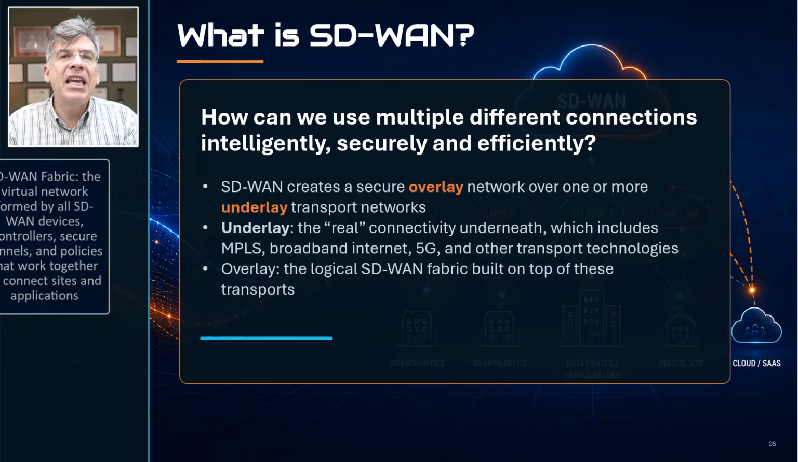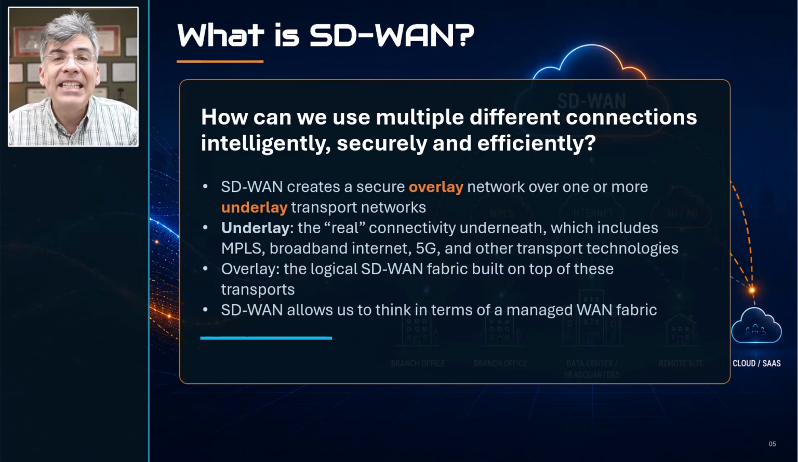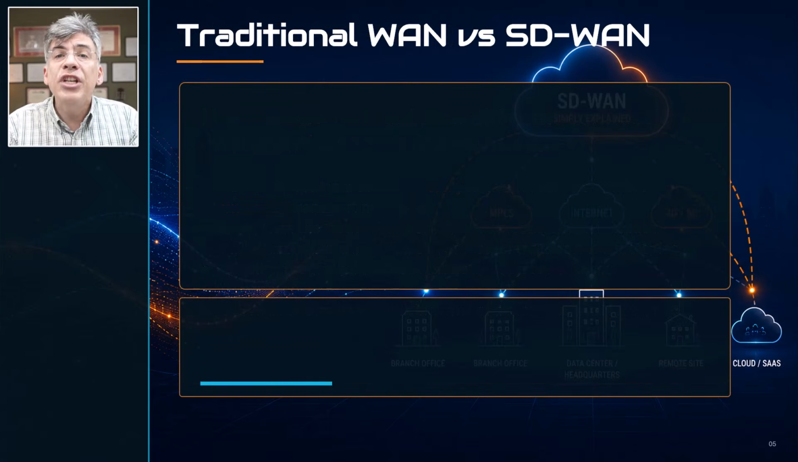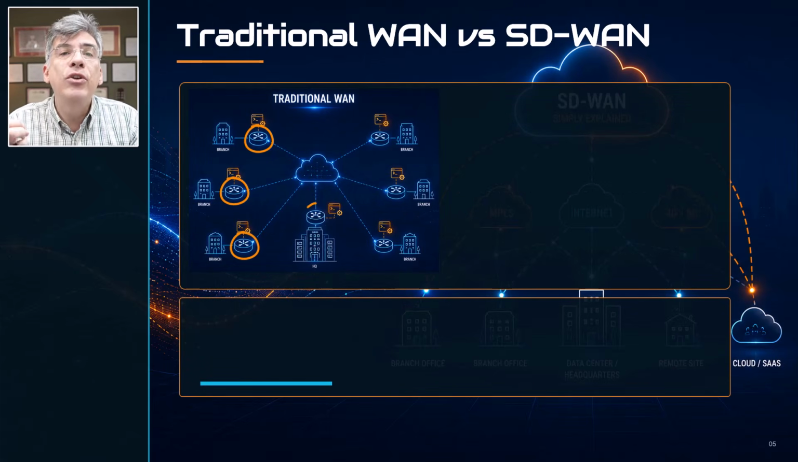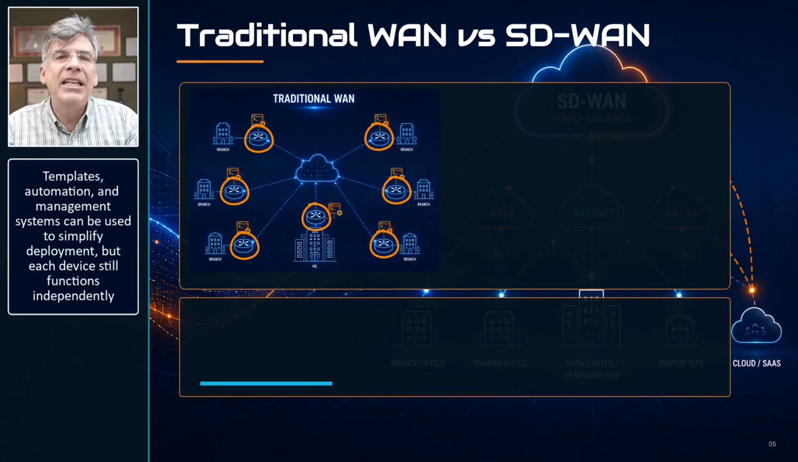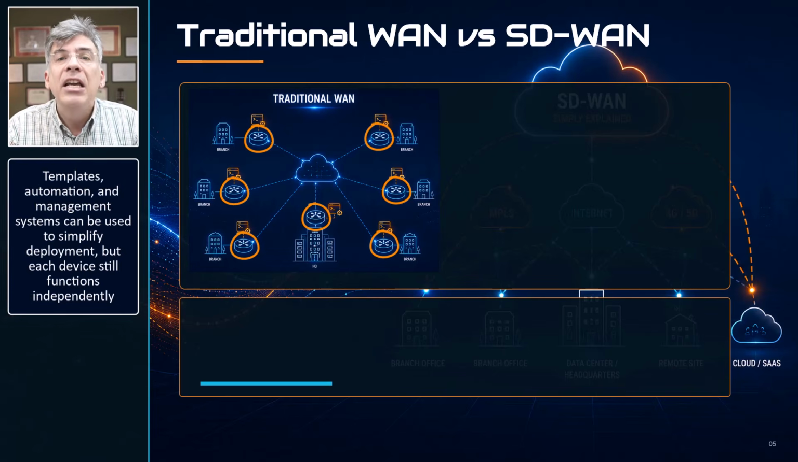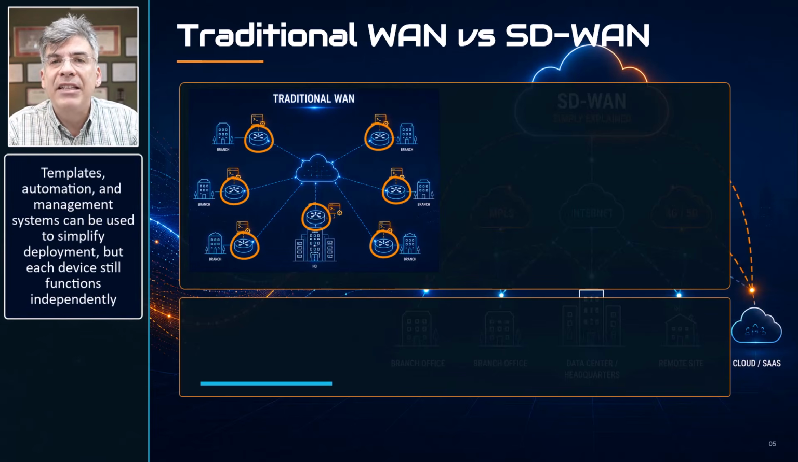So instead of thinking only in terms of individual circuits and individual routers, SD-WAN allows us to think in terms of a managed WAN fabric. This fabric can be controlled centrally, and this is one of the most important ideas in SD-WAN. In traditional WAN designs, each router is usually configured and controlled individually. Of course, we can use templates, automation, and management systems, but the network logic is still distributed across many devices.